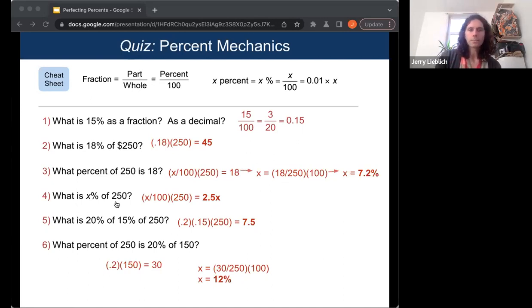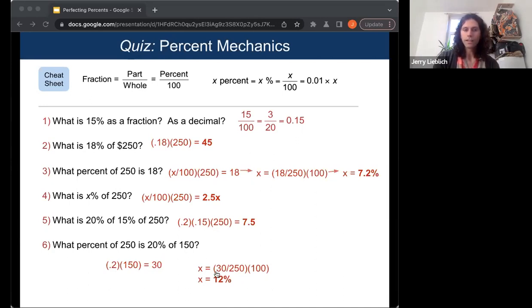What is x percent of 250? X percent of 250, 2.5x. 20% of 15% of 250, this is like what we saw on that last slide, 0.2 times 0.15 times 250. What percent of 250 is 20% of 150? So we could say 20% of 150 is 30. And then we want to say, okay, what percent of 250 is that?